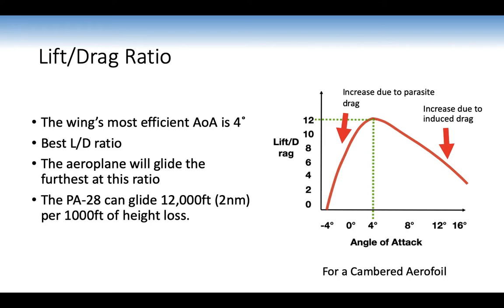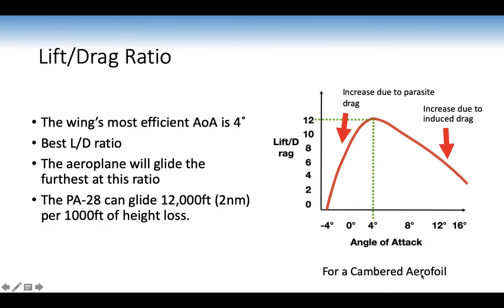So, lift to drag ratio. The wing's most efficient angle of attack is 4 degrees. The engineers have worked out these numbers, plotting the values for the best lift to drag ratio. So the best lift to drag ratio is at this point, and the maximum lift is achieved with the least amount of drag. And the aeroplane will glide the furthest at this ratio. What it means is that if you glide at that 4 degrees, per 1,000 feet, you'll be able to glide 12,000 feet.